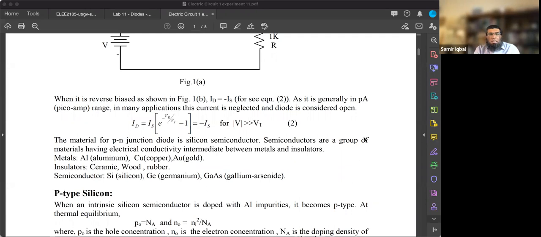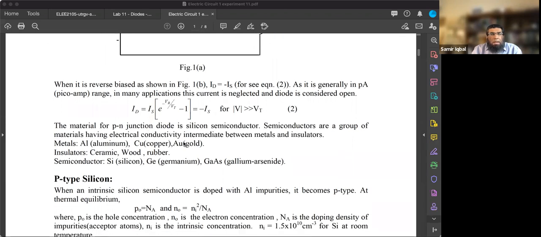Good conductors we generally call metals, but there can be other materials that are good conductors as well. The metals or good conductors are aluminum, copper, gold, and insulators are ceramics, wood, rubber. But semiconductors are materials like silicon, germanium, gallium arsenide, whose conductivity lies in between these two, unless we add some impurities.